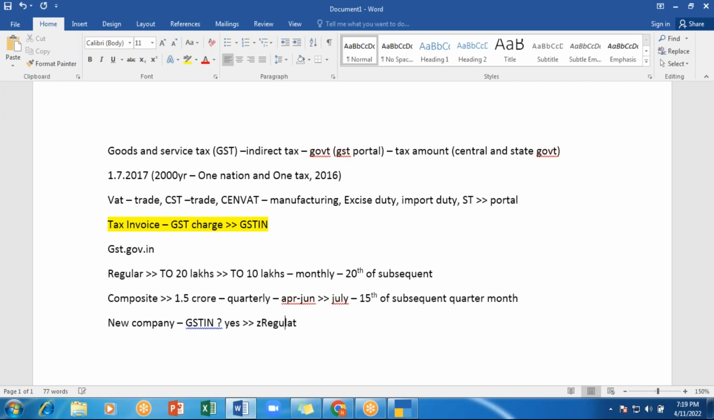Still, you'll become a regular dealer. Though your turnover has not crossed, you can still apply for the GST TIN number. When I have a startup company, still you can do this. So this is what GST means.